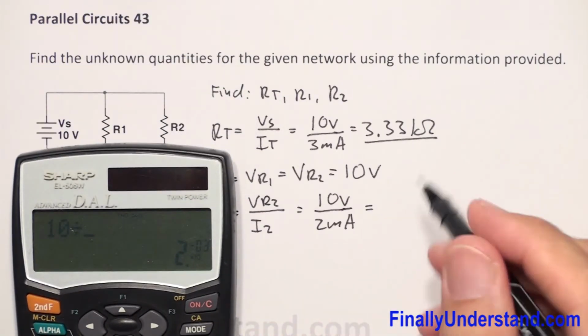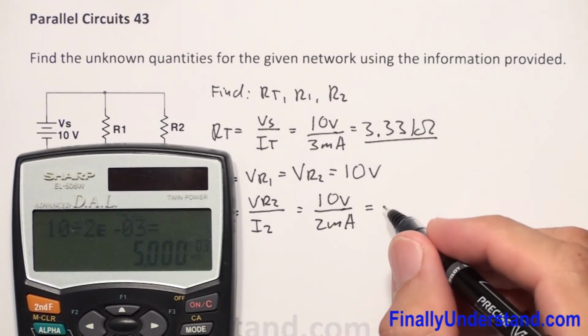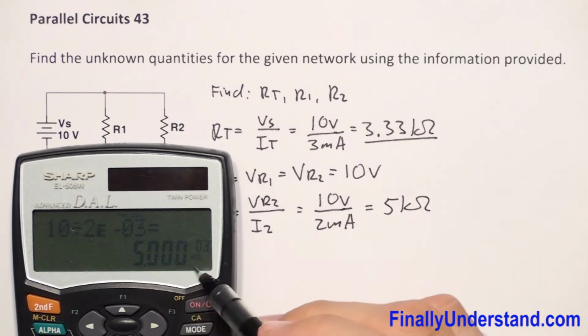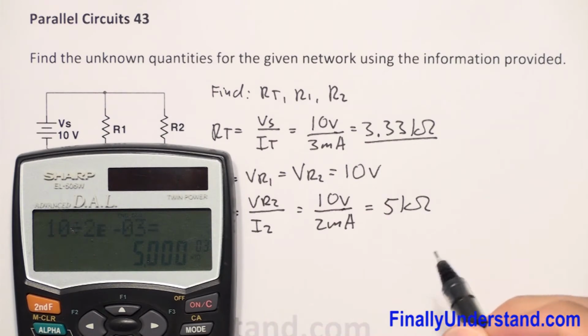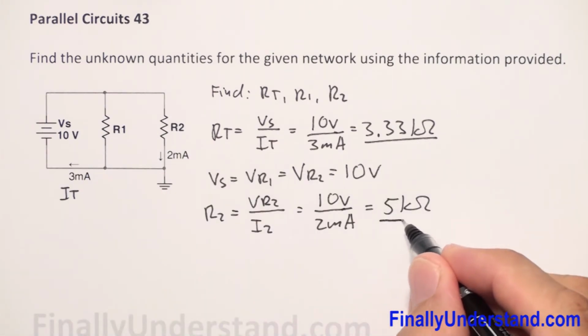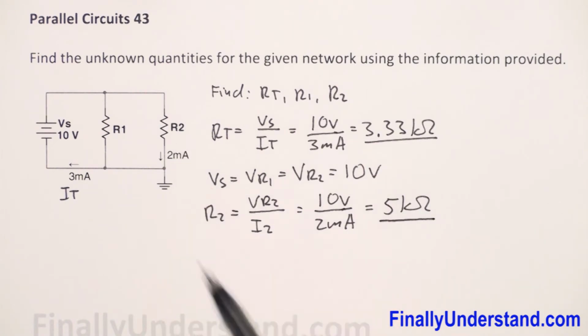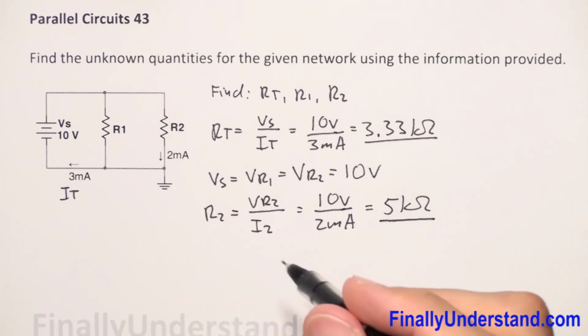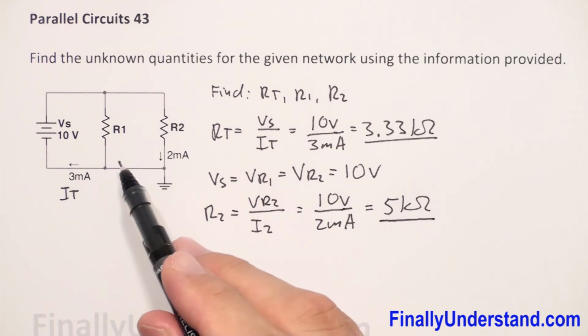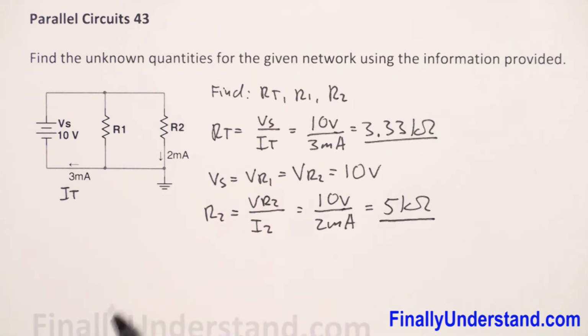So this is equal to 5 kilo ohms, 5 times 10 to the third power. This is the proper answer for R2. Next, I'm supposed to find R1. In order to find R1, I'm going to find I1 first.